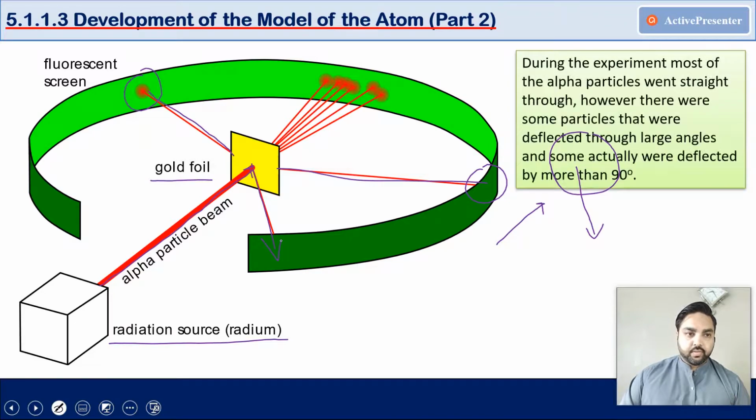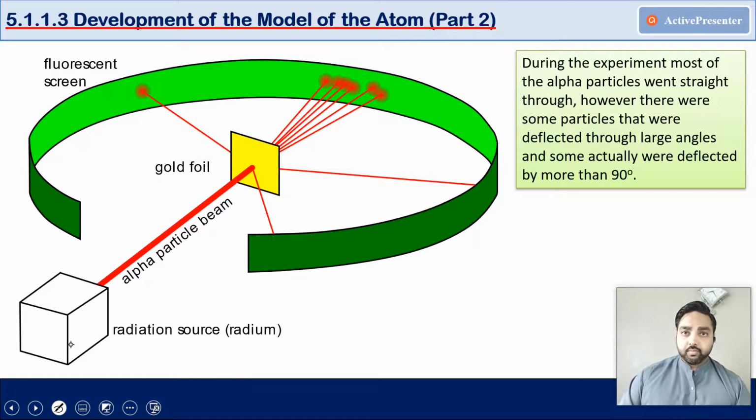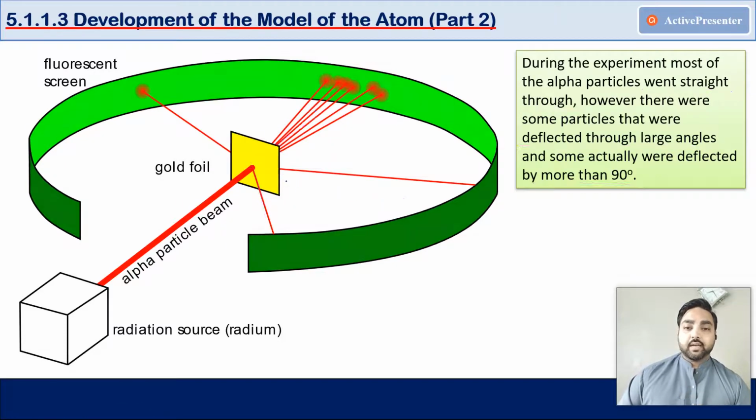So, well, let me clear the ink. You don't need to write this bit down because it's not in a white box with a blue border, but that's just for your understanding. During the experiment, most of the alpha particles went straight through, so that was pretty much what was expected to happen. However, there were some particles that were deflected through large angles, and even fewer particles, but they were continuously there, that were deflected by more than 90 degrees. In other words, that's 0, that's 90, that's more than 90 degrees. And so some of them were deflected back.